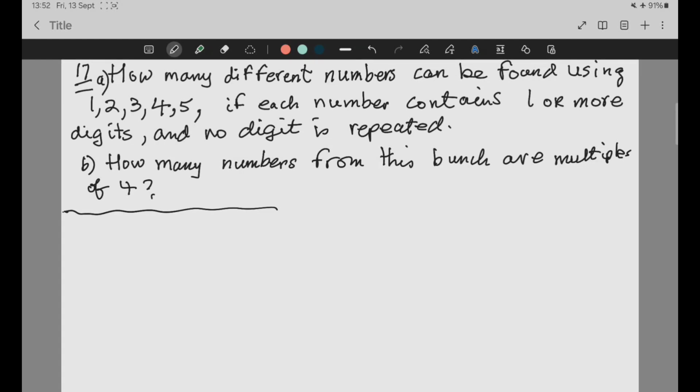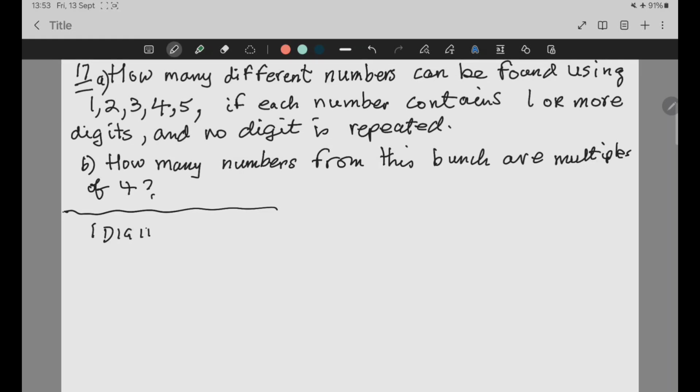How many different numbers can be found using 1, 2, 3, 4, 5 if each number contains one or more digits and no digit is repeated? That's the first part. And the second part, out of all those numbers, how many of them will be multiples of 4? So the first part, I'll slog it out the long way to try and avoid any sophistication which might confuse you. And first of all, let's see the number of one-digit numbers.